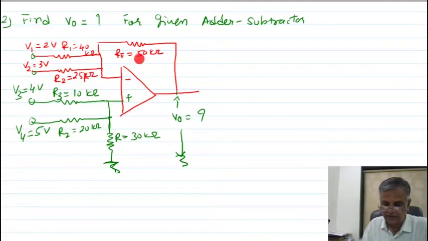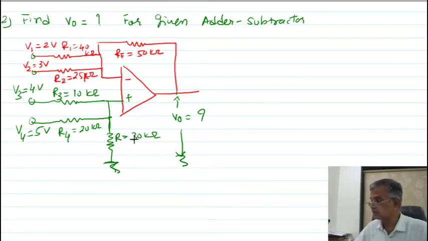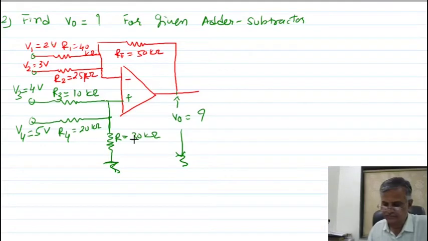Here, the feedback resistor RF is 50 kilo ohm, R1 is 40, R2 is 25 kilo ohm, R3 is 10 kilo ohm, R4 is 20 kilo ohm, and R is given as 30 kilo ohm. This is the question they have given: calculate the value of the output voltage.